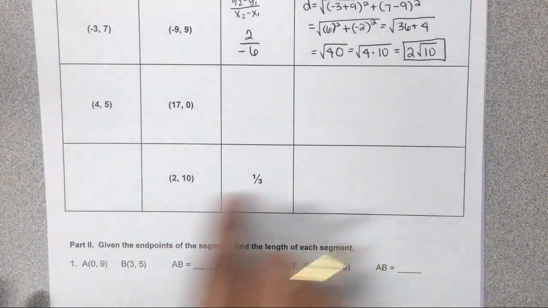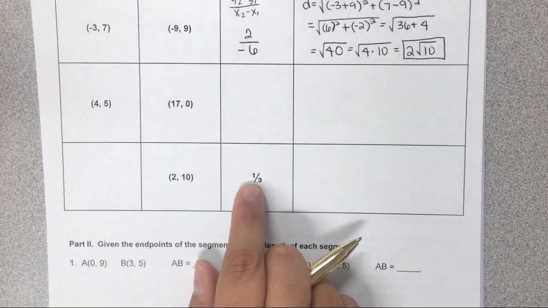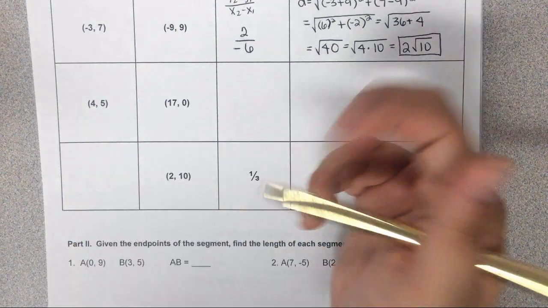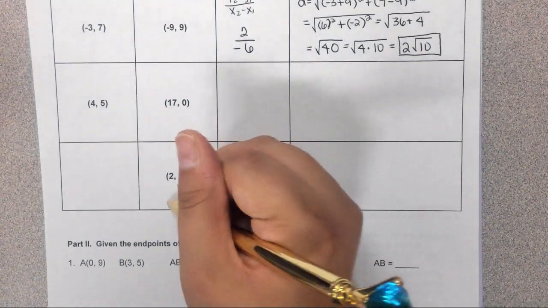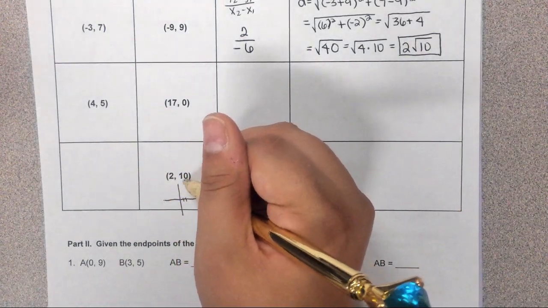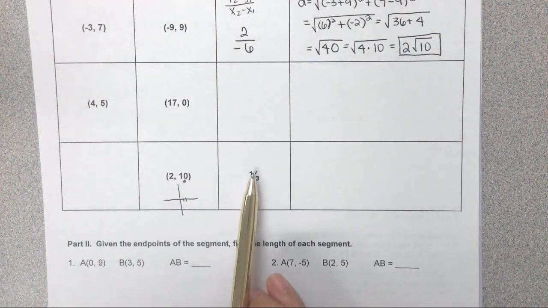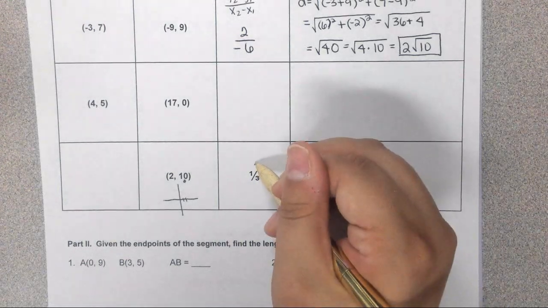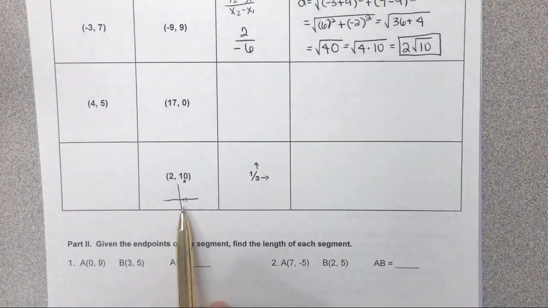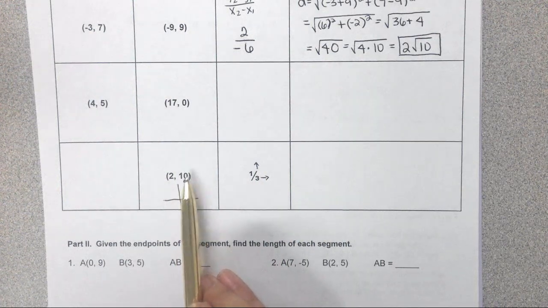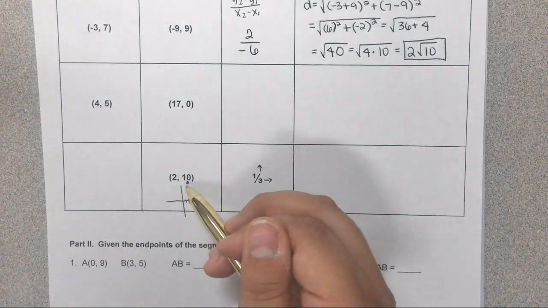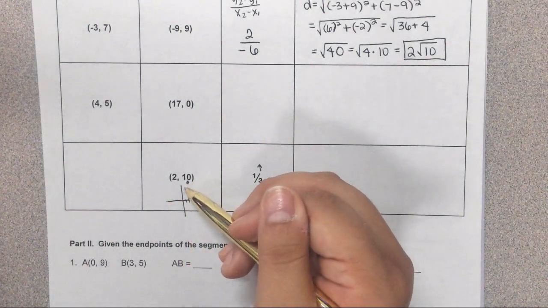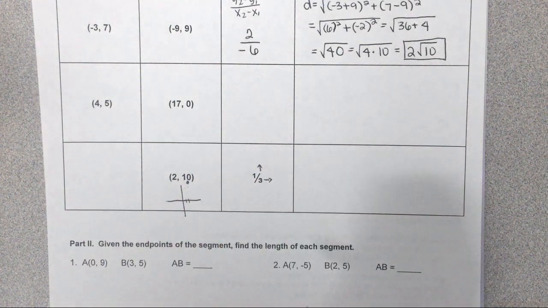I want to skip down here. If I give you the slope, what can you do to find the other points? So this is what I'm thinking. If I'm at 2, 10, and I know my slope is 1 over 3, how do you move then? Up 1, right 3. Now this is the last point. So how would I get the point before this? Down 1, left 3. If I go down 1, left 1, 2, 3, where do I end up at?